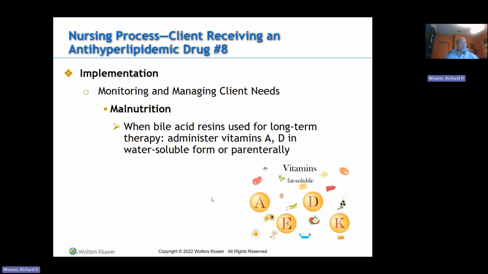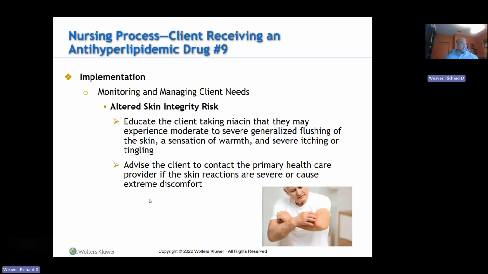Malabsorption. When bile acid resins are used for long-term therapy, administer vitamins A and D either in a water-soluble form or parenterally. Because remember, these bile acid resins take materials out of the intestine and into the feces, and they'll take the vitamins with them. So we need to make sure they have proper vitamins.